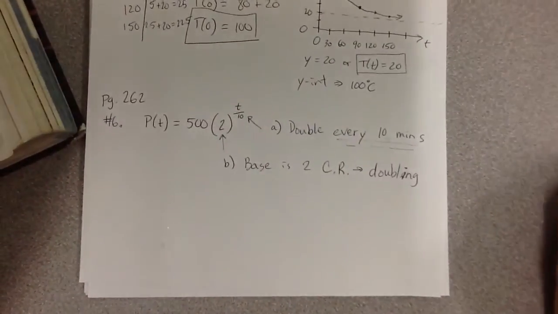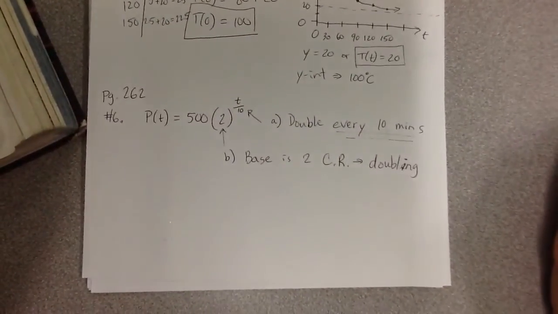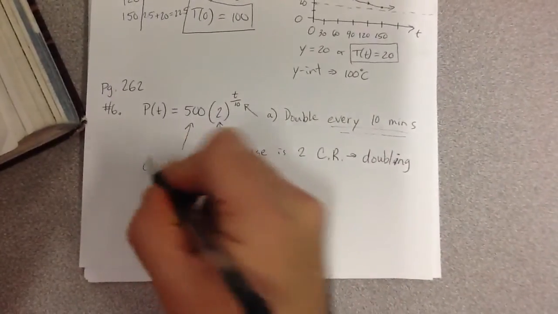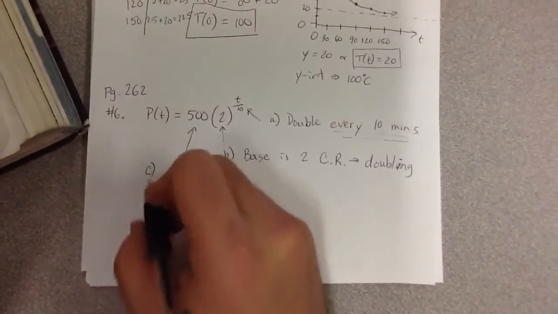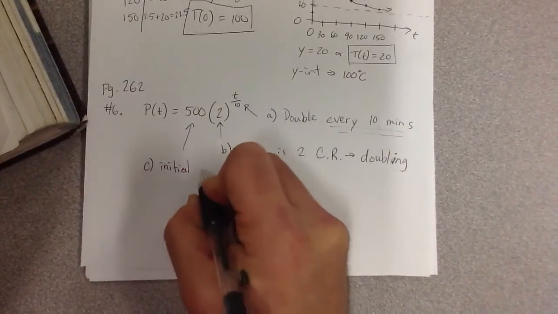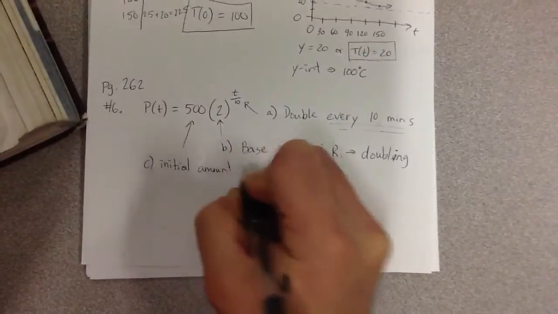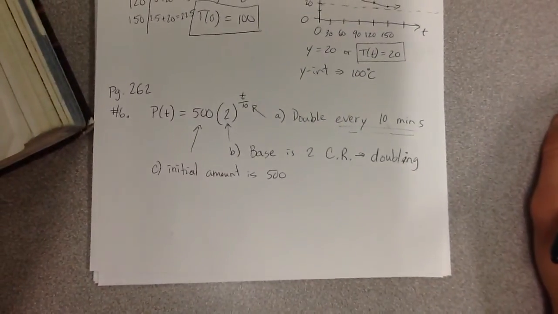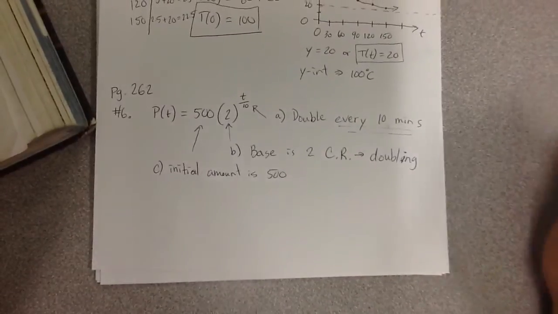You are doubling. That's the common ratio. Question C. Why is the multiplier 500? The multiplier is 500 because the initial amount is 500.